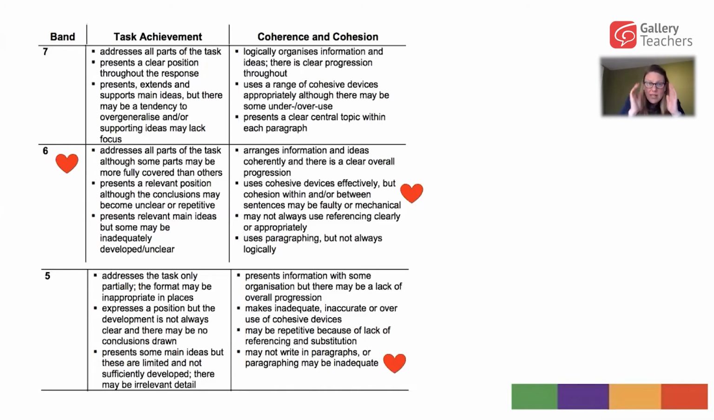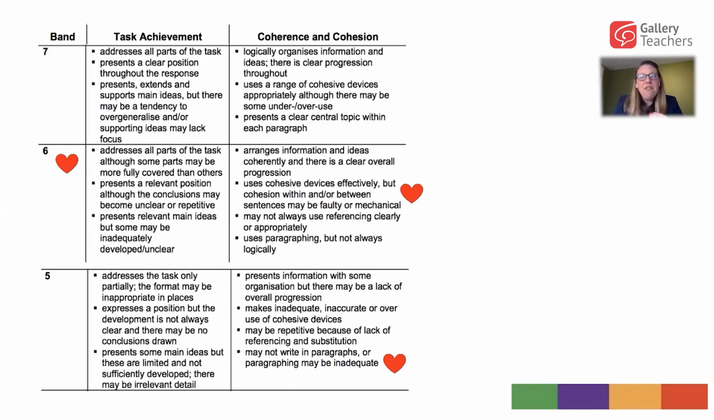Let's move on to coherence and cohesion. Let's start at our band 5, and I think this is probably the most important piece of information that you can take from these band descriptors. Take a look at this gem. May not write in paragraphs, or paragraphing may be inadequate. Okay. Let's read between the lines a little bit here. I've told you that if any of these things is not properly satisfied, okay, or there is an error, they cannot move beyond this band.